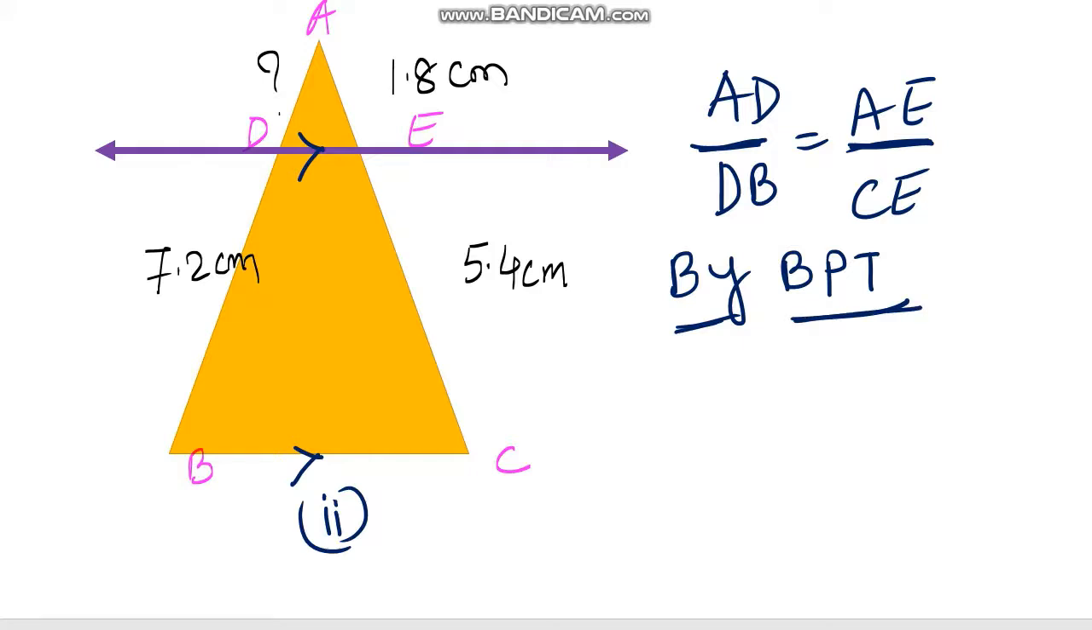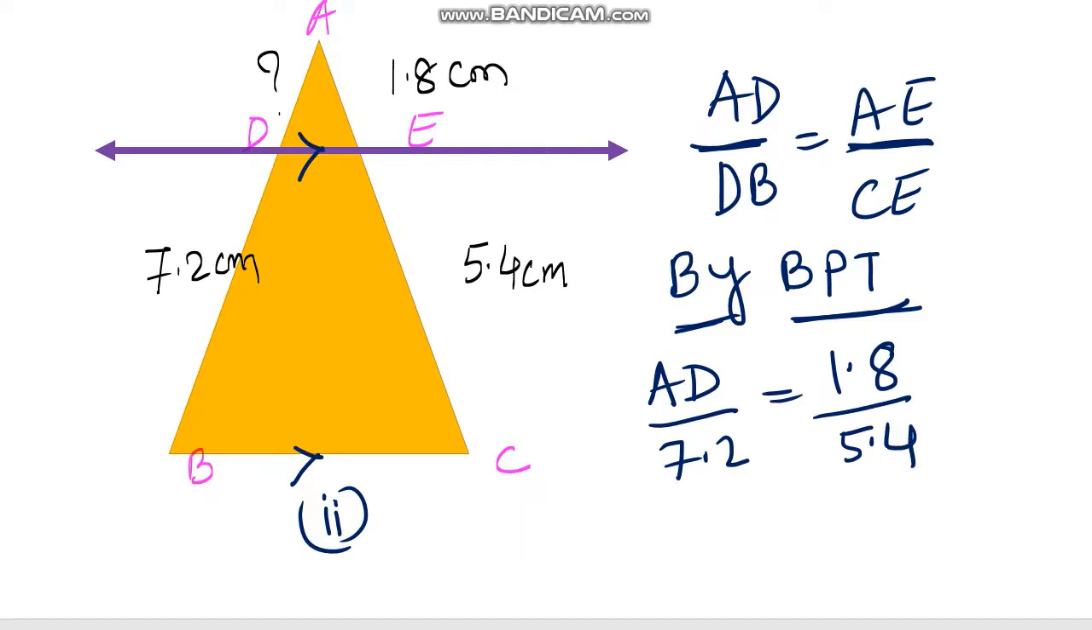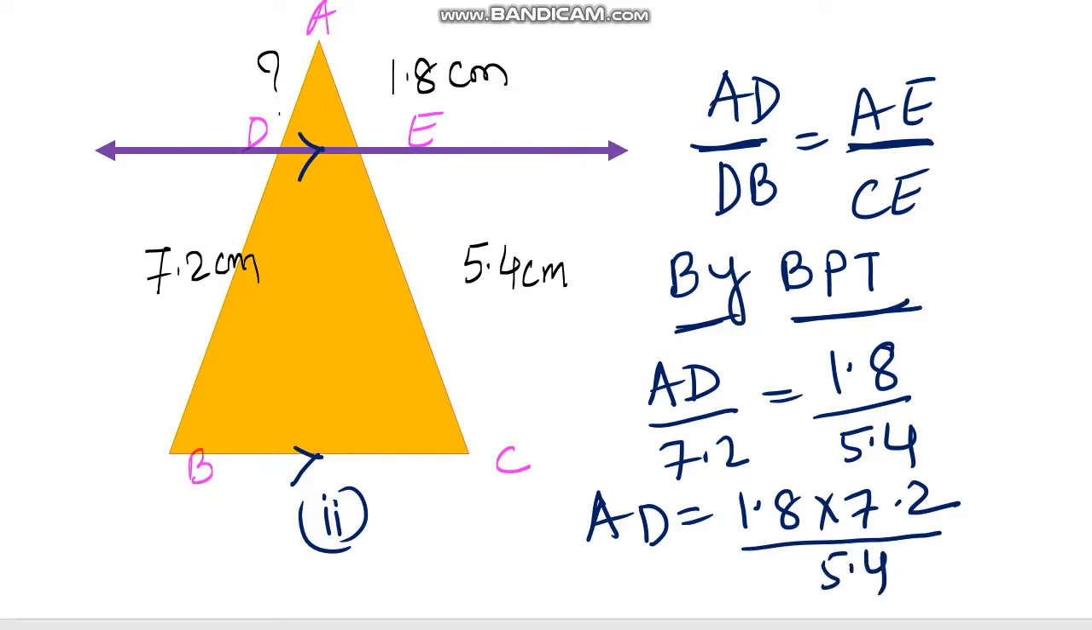So here what you will get, you don't know AD. So AD by 7.2 will be equal to 1.8 by 5.4. I am not writing the units here because we are using ratio. So AD will be equal to 1.8 into 7.2 by 5.4. See children, here 18 ones are 18 and 18 threes are 54, and see both of them have a point after one place. So you can simply cancel here.